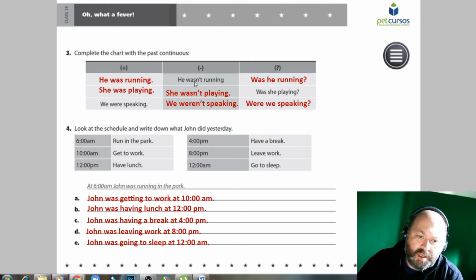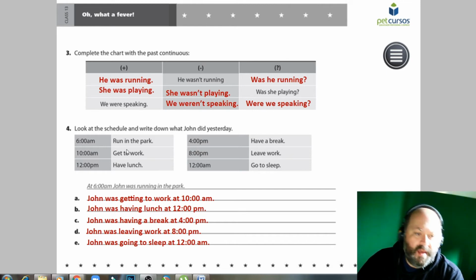Our cue was he wasn't running, so affirmative, he was running. Interrogative, was he running? Our cue was she playing? Affirmative, she was playing. Negative, she wasn't playing. Our cue were we were speaking. Negative, we weren't speaking. And interrogative, sorry, were we speaking?